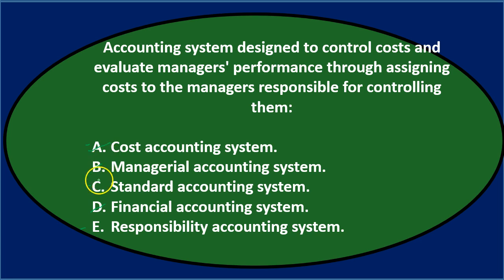Of the standard accounting system or the responsibility accounting system, E is going to sound most appropriate given what we're looking at here, and it does, of course, use language that's very similar to what we're talking about in the question. Final answer: an accounting system designed to control costs and evaluate managers' performance through assigning costs to the managers responsible for controlling them is E, responsibility accounting system.